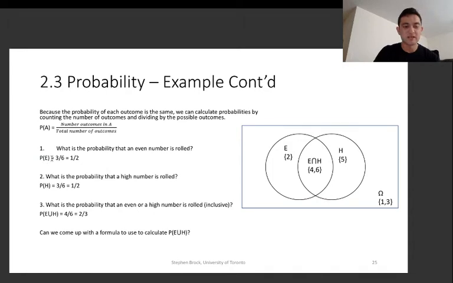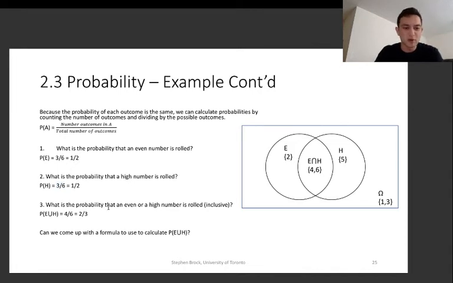Well, that's just 3/6, which is 1/2, because in the circle E we have 1, 2, 3 elements, and there's 6 elements in total. What is the probability that a high number is rolled? That is also 3/6, because H has 3 elements and there's 6 in total, so that's 1/2.